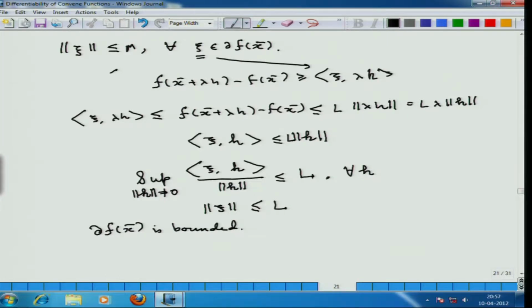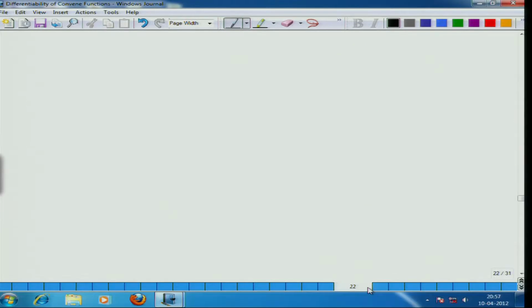Okay. So, it has good properties. Now, what you have observed is that the directional derivative at x in the direction h always satisfies this property. If I fix the x and fix the h, this result is true for all xi in del f x bar. So, let me take x bar here. The question is, is this only an inequality, or is it actually an equality, or does strict inequality hold?